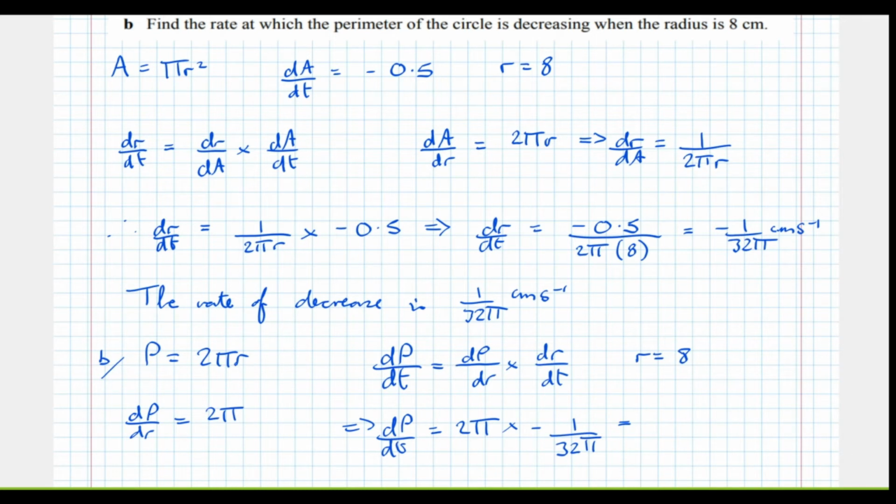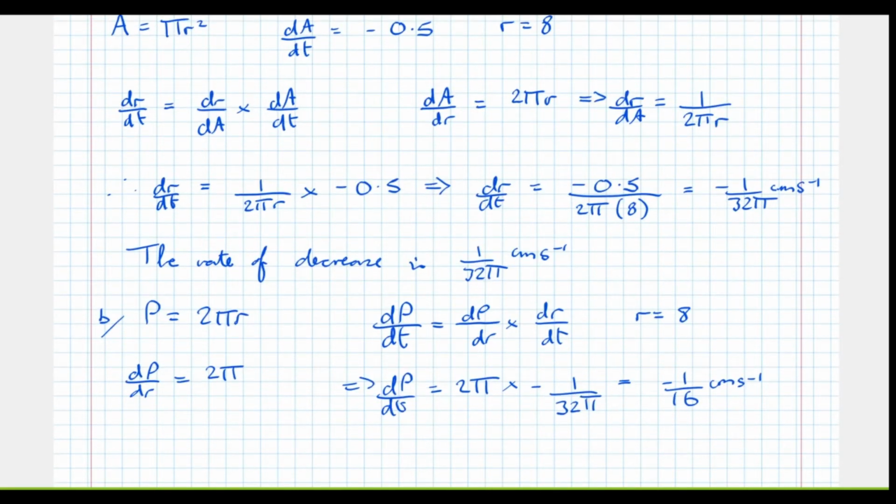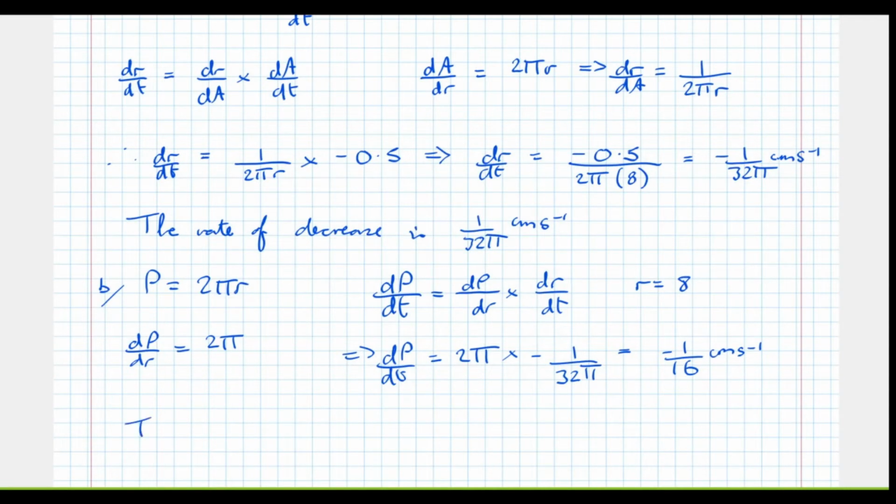equals, well, the pi's cancel, 2 over 32, negative 1 over 16 centimetres per second. And that's for the rate at which the perimeter is decreasing. So let's be ultra safe. The perimeter is decreasing at a rate of 1/16 centimetres per second.